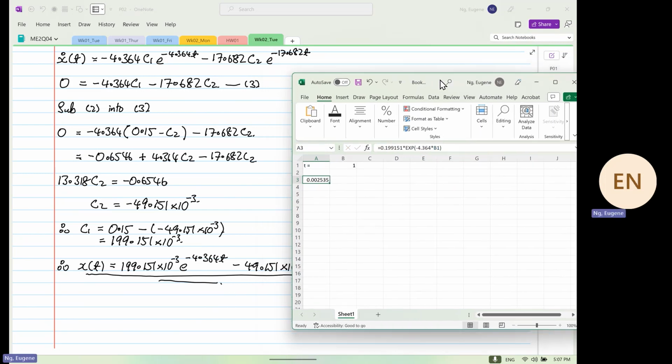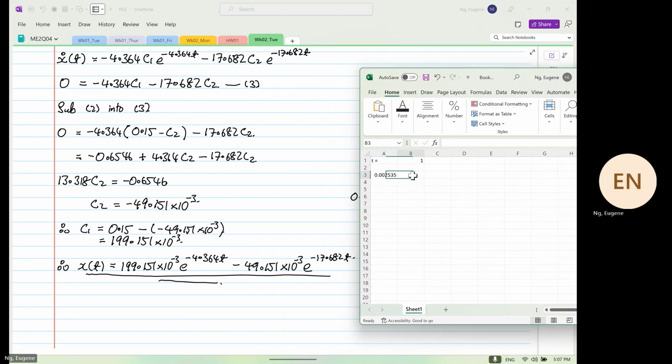And then your second set of values is equal to minus 49.151 e to the power minus 3. I wonder if e to the power minus 3 will work or not. Times by exponential function, close bracket again. So y'all can see what I'm entering, right? It's really straightforward. It's nothing rocket science. 0.682 times by what? Time. And you put OK. So there you go.